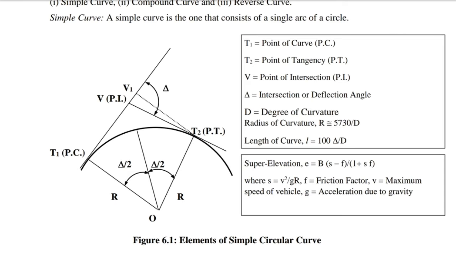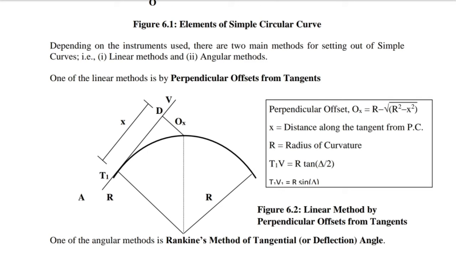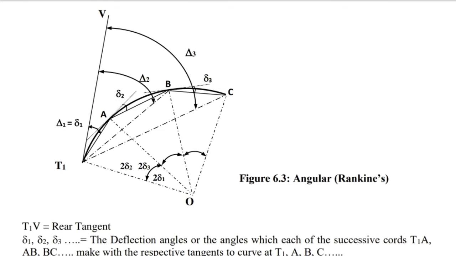acceleration due to gravity. Depending on the instruments used, there are two main methods for setting out of simple curves, that is 1. Linear methods and 2. Angular methods. One of the linear methods is by perpendicular offset from tangents. Figure 6.2 shows you linear method by perpendicular offsets from tangents. One of the angular methods is Rankine's method of tangential or deflection angle.